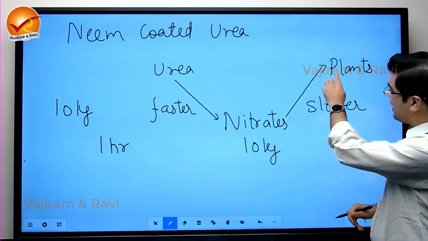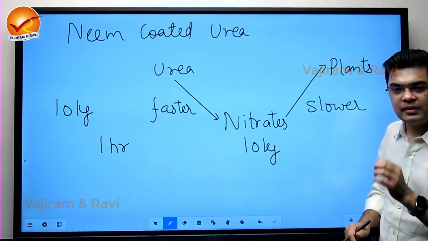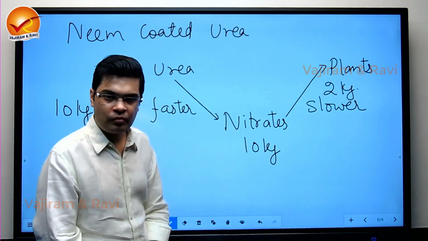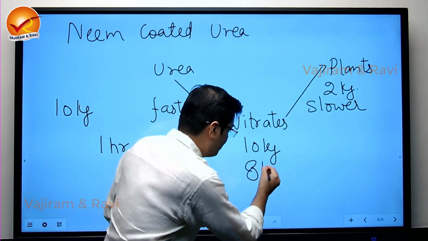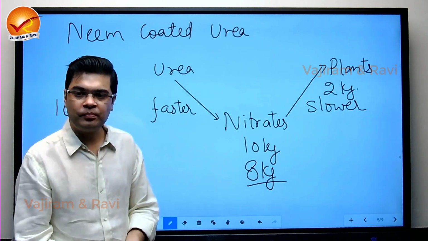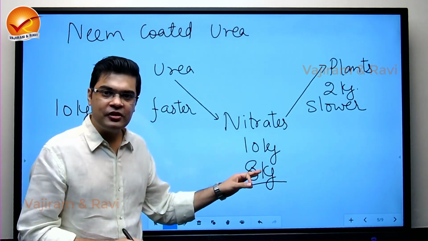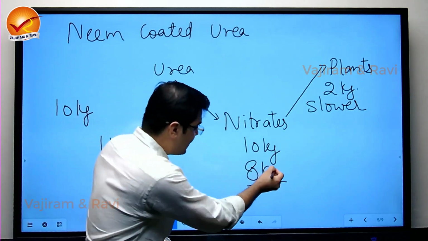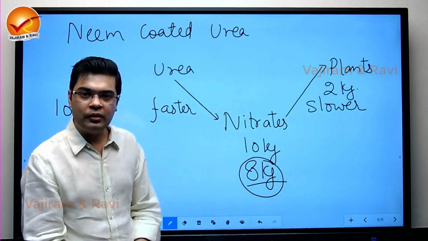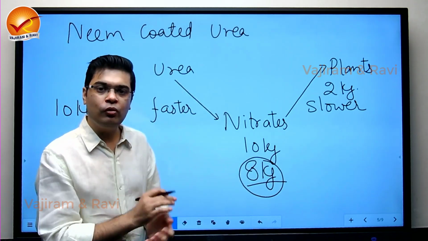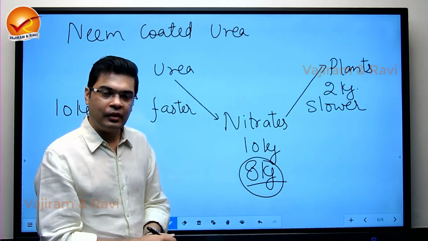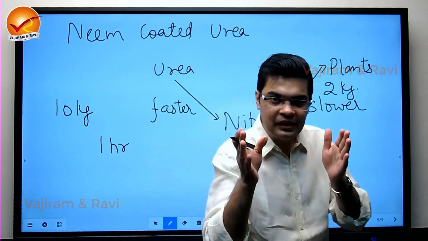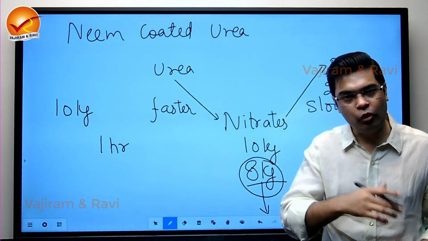But the rate at which plants absorb nitrate is very slow. Suppose in 1 hour, the plants utilize only 2 kg of nitrates. Can I say 8 kg of nitrate would be there in the soil as it is? It is soluble in nature. When you provide water to the field, will this 8 kg of nitrate dissolve in water? Yes. And where will this water go? It would go down in the direction of gravity and continue to move till it reaches the groundwater table. What is the problem?